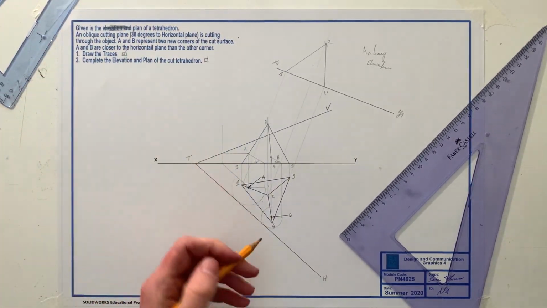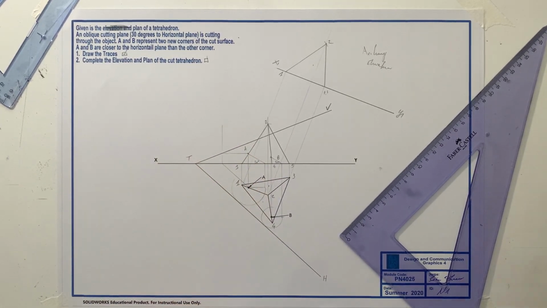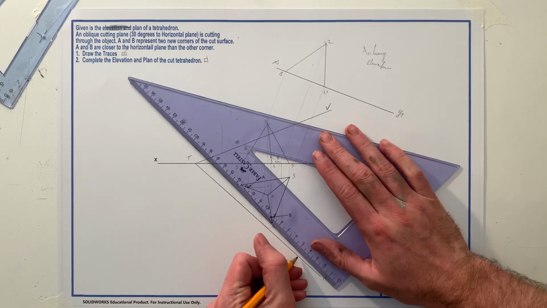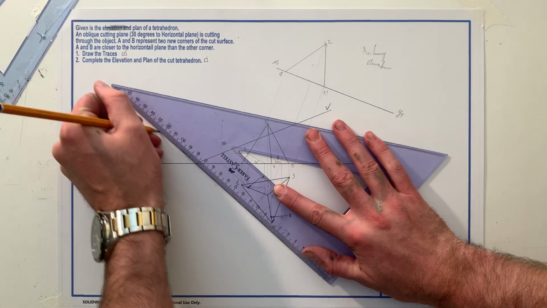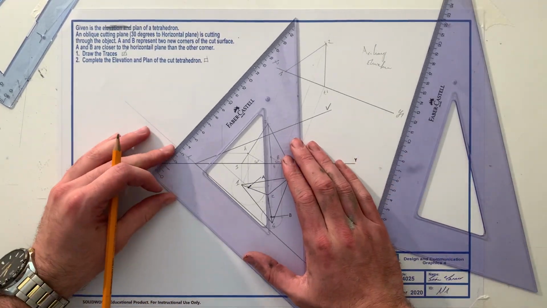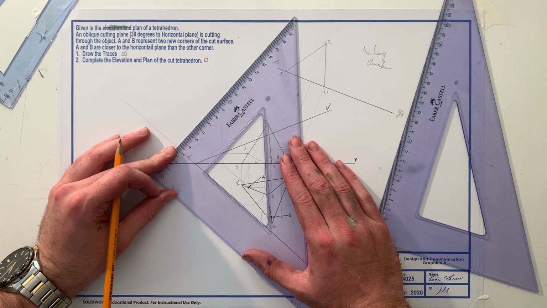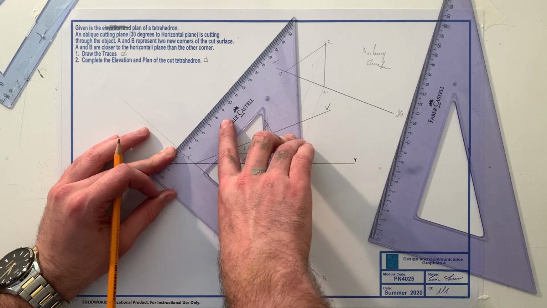Now to finish it off, I need to draw the elevation plan of the cut tetrahedron. To do that, I can extend my horizontal trace, like so, out this direction. Draw a line perpendicular to that, up here out of the way, to take an auxiliary view.